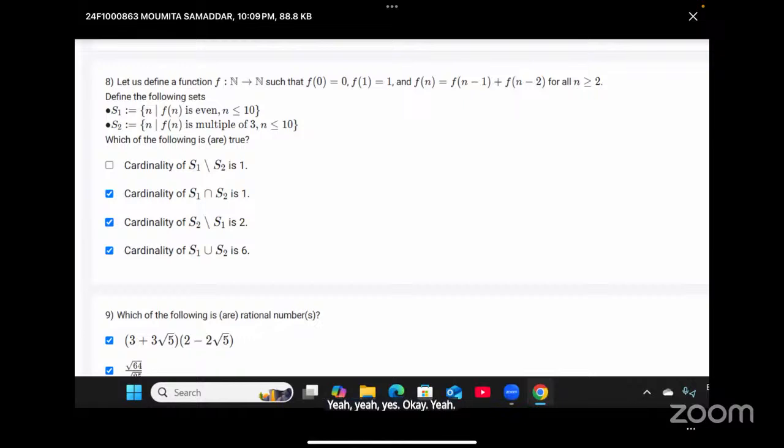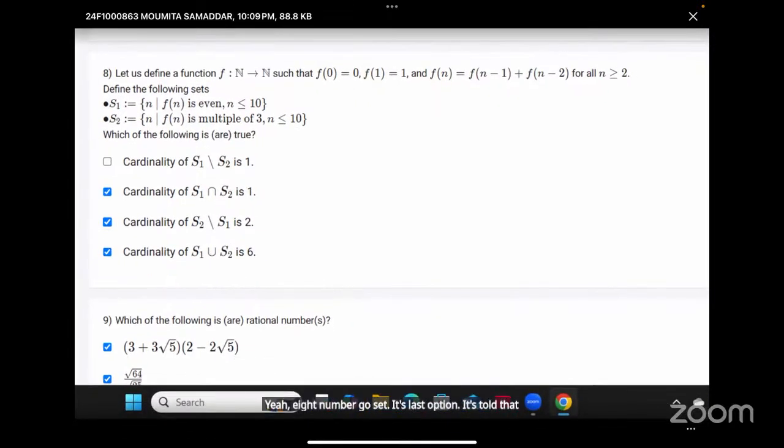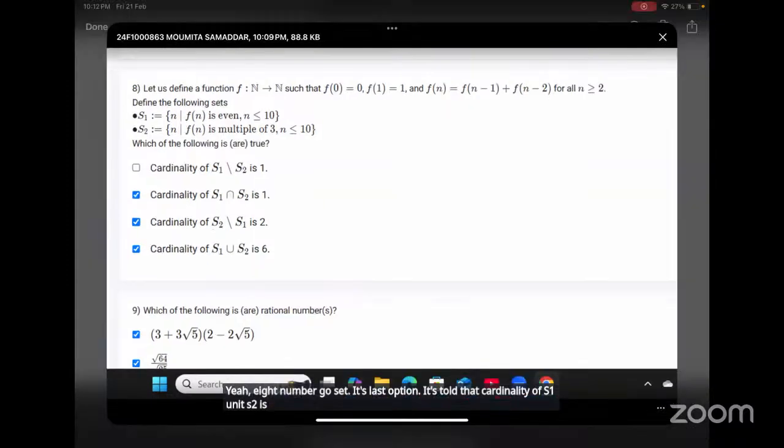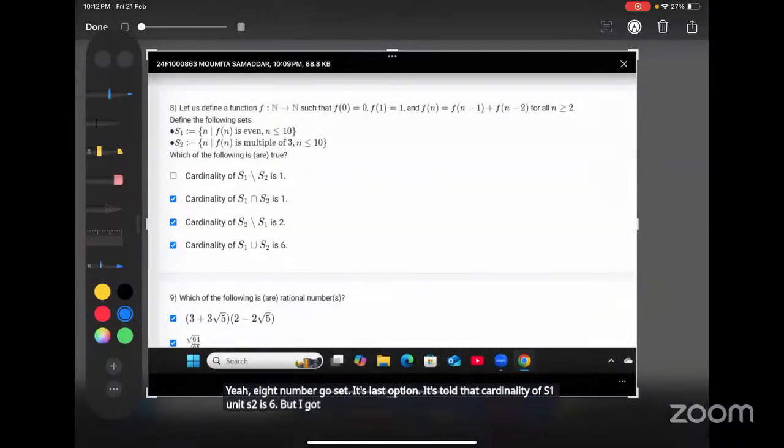I have a doubt in this question. Question number 8, the last option. It says the cardinality of S1 union S2 is 6, but I got cardinality 7. Can you explain that?